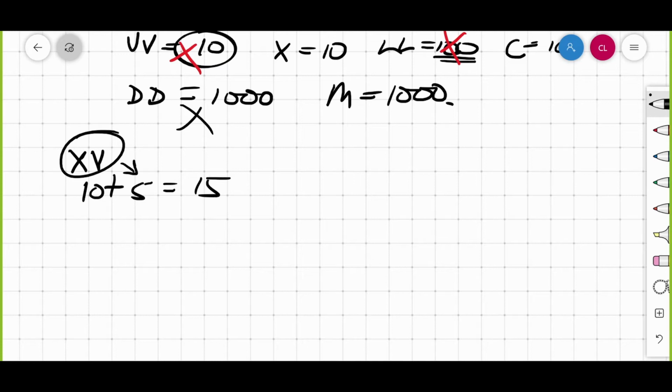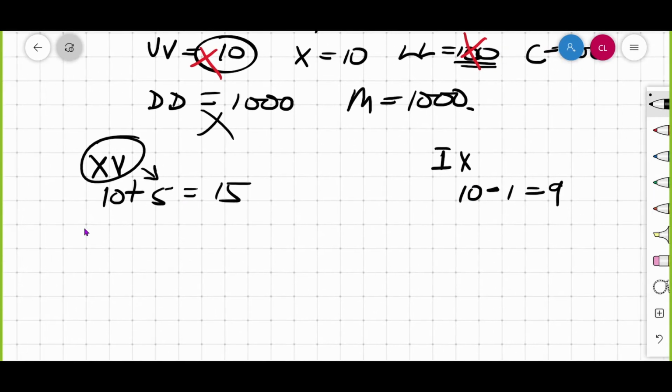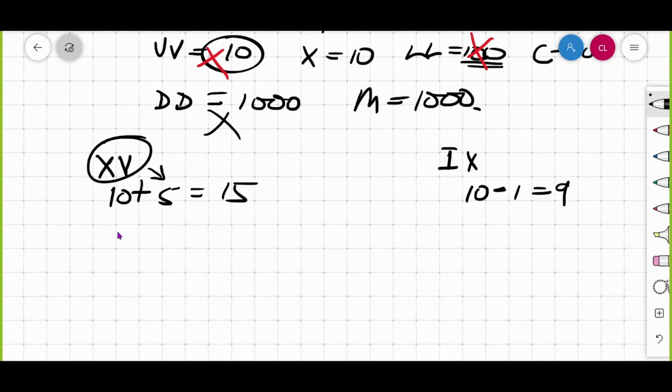When a letter of smaller value is placed on the left of a larger value, you subtract. So if I have I and X, this really means 10 minus 1, which is equal to 9. I and X means 10 take away 1, because it's a rule.